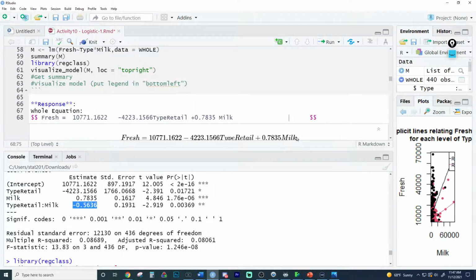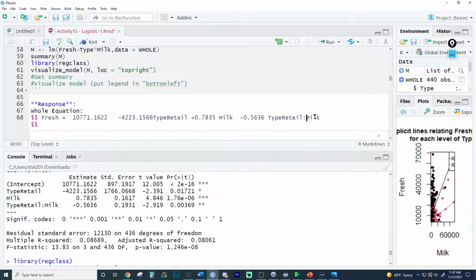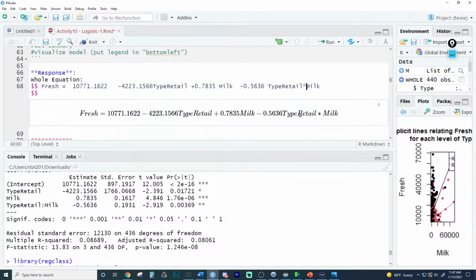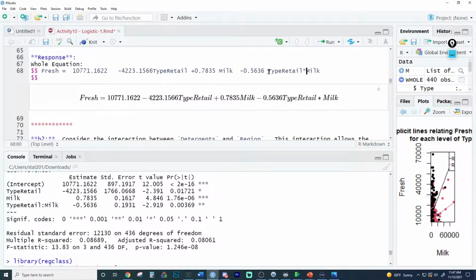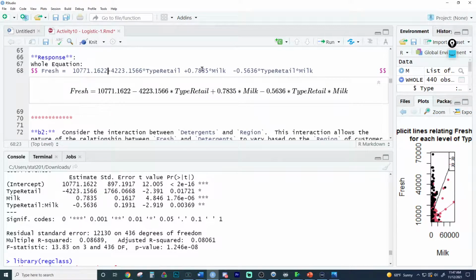And then we're going to do minus, because this is a minus. And then we're going to take the interaction. I'm definitely going to change this to a multiply. It looks a lot better, because it puts the colon there for the interaction. But here's our equation. We can put some multiplies in here to make it a little clearer. This is our equation for predicting the amount of fresh food bought using type and milk. This is the whole equation.